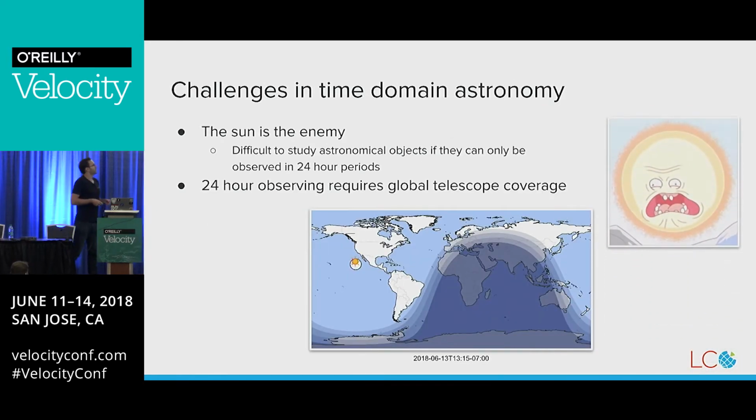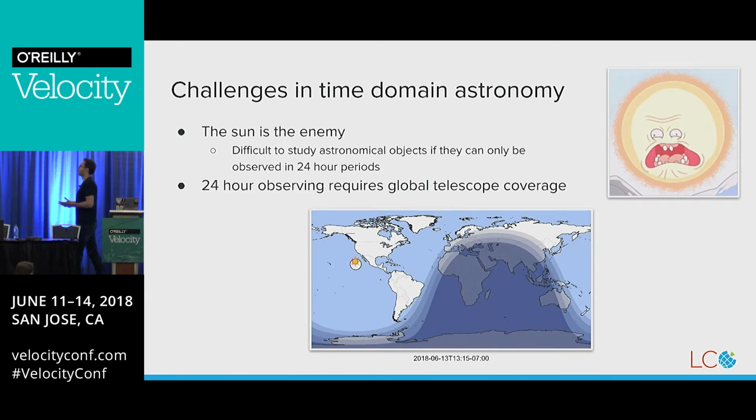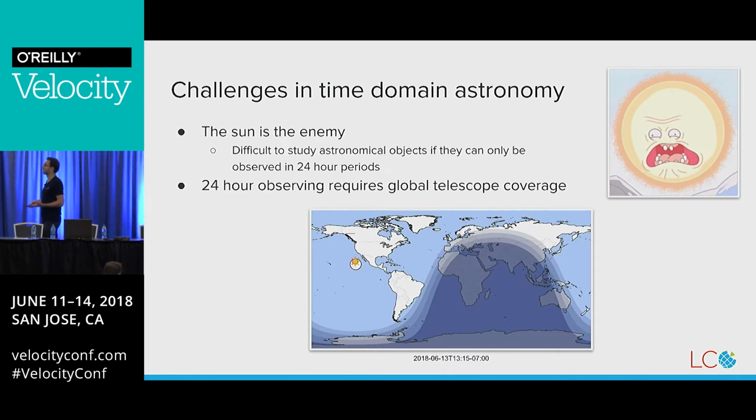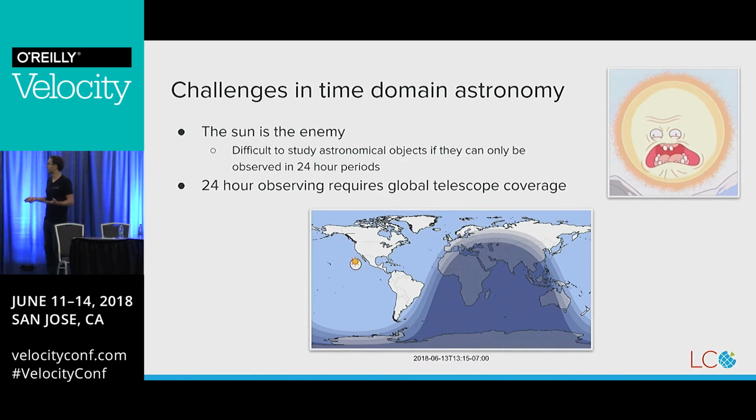So, challenges in time domain astronomy: much like the screaming angry sun in Rick and Morty, the sun is the enemy. It's very difficult to study astronomical objects if they can only be observed in 24-hour periods. It's very difficult to have your observation times broken up because of the sun. So the way that that can be alleviated and we can achieve 24-hour observing, it requires a global network of telescopes. Thankfully, we have that.